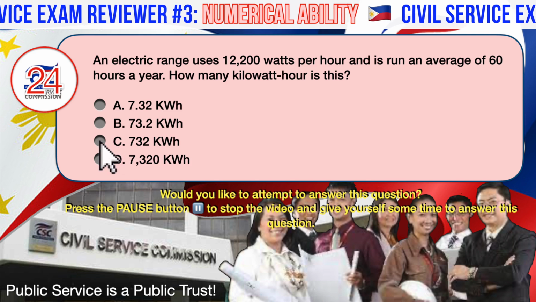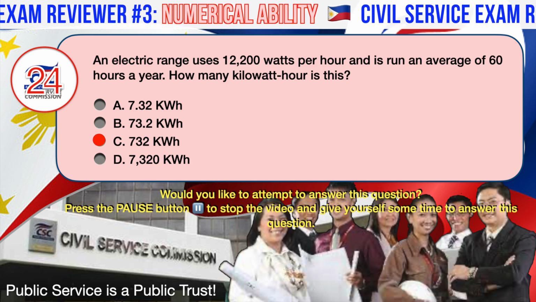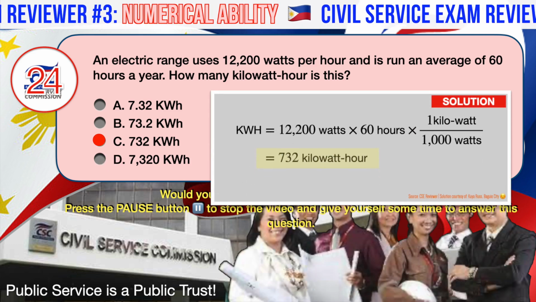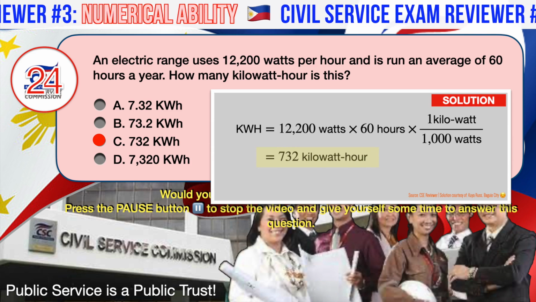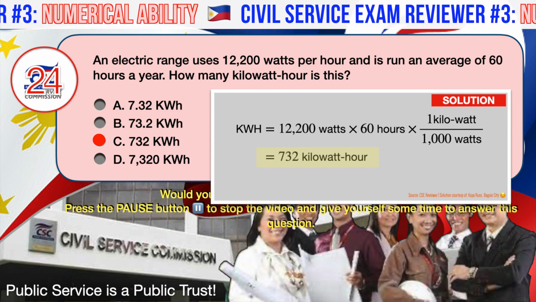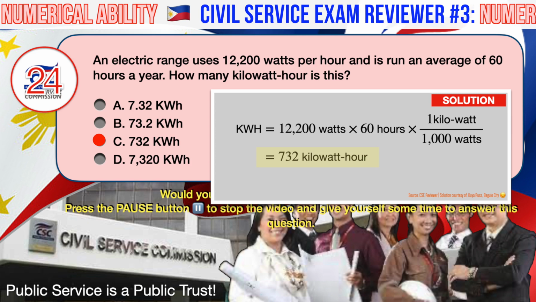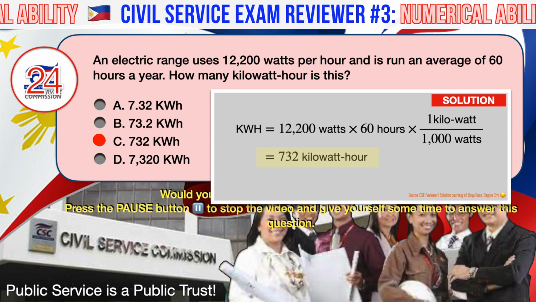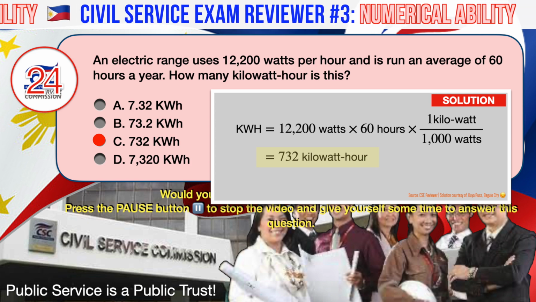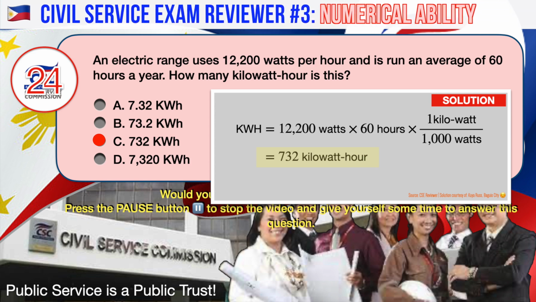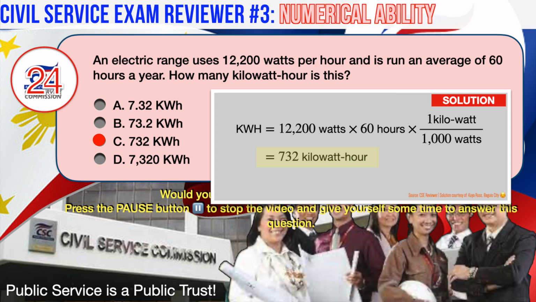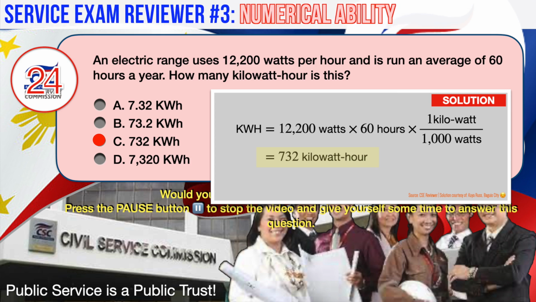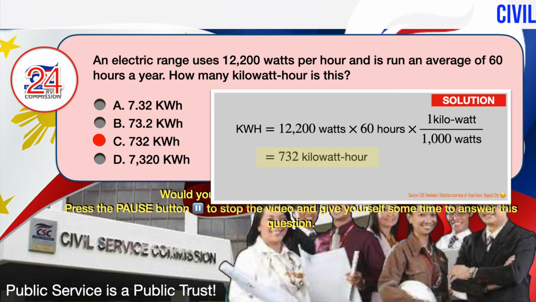The correct answer is C. 732 kilowatt hours. To get the kilowatt hour consumption for the given period, we simply multiply the number of watts used per hour, that is, 12,200 watts, by the average number of hours of usage per year, which is 60 hours. Let's not forget to divide the product by 1,000 watts to convert it to kilowatt hours. We should quickly arrive at 732 kilowatt hours as our answer.